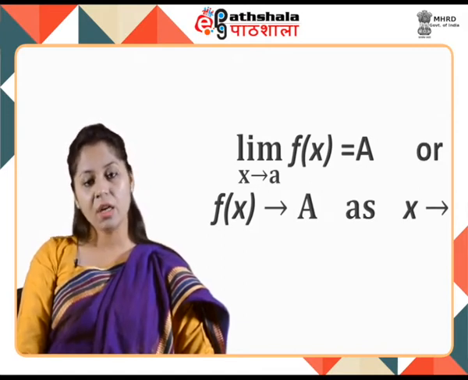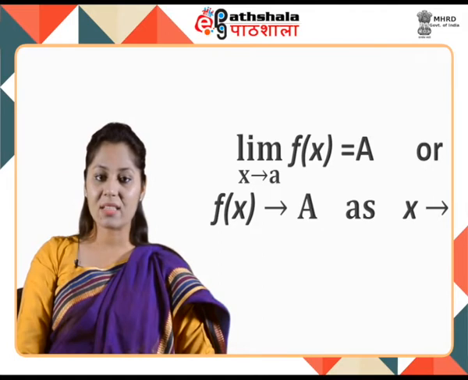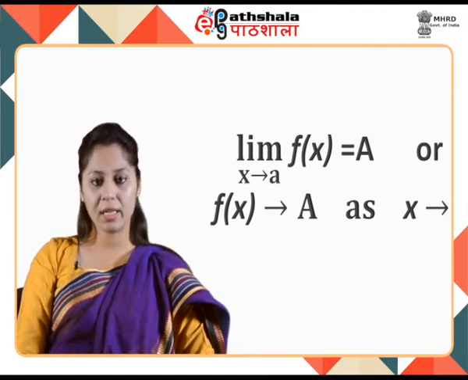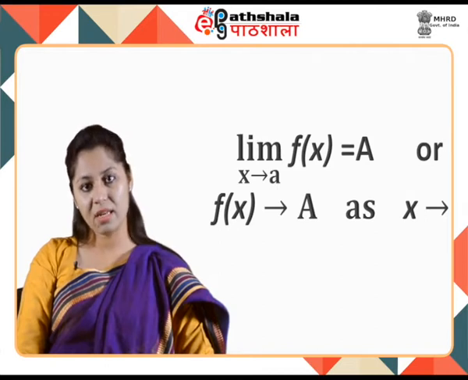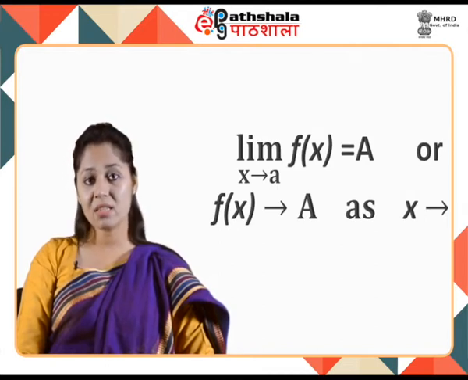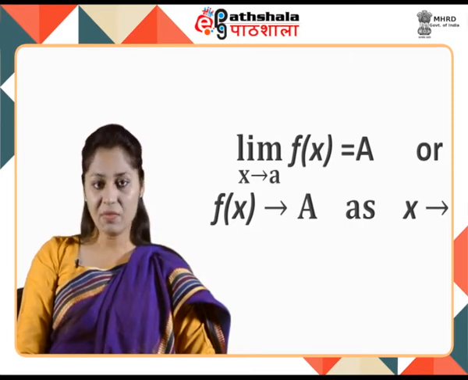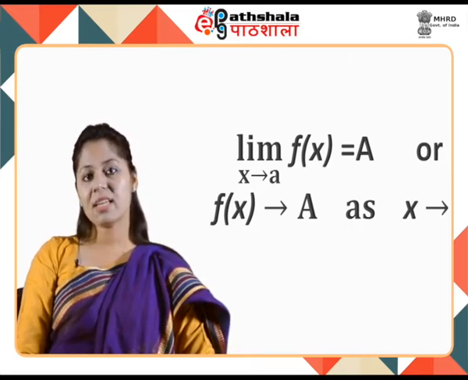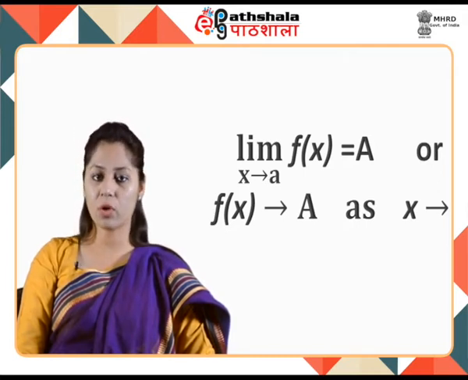This means that we can make f(x) as close as possible to A as we want for all x's sufficiently close to small a. It is possible, however, that the value of f(x) does not tend to any fixed number as x tends to small a. Then we say that limit x tending to a f(x) does not exist, or that f(x) does not have a limit as x tends to small a.